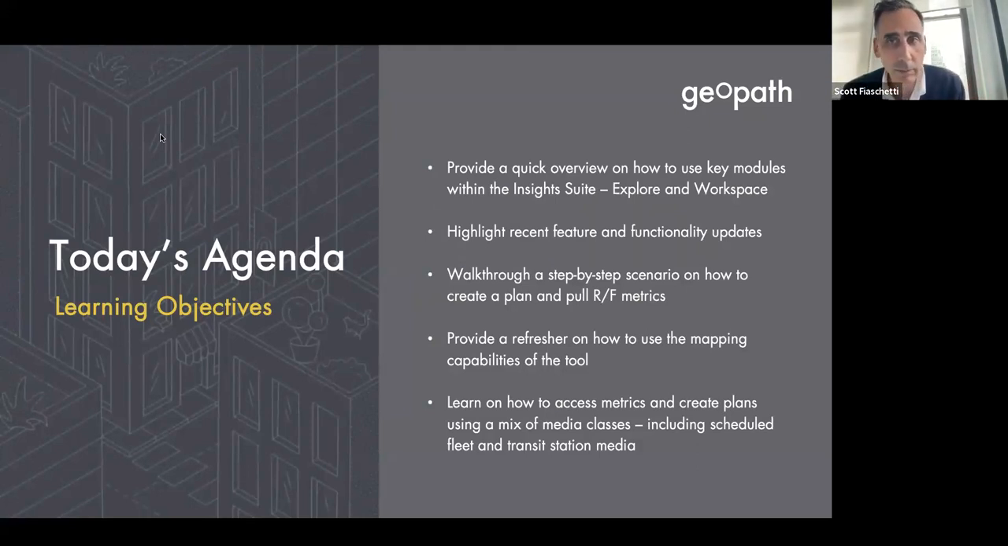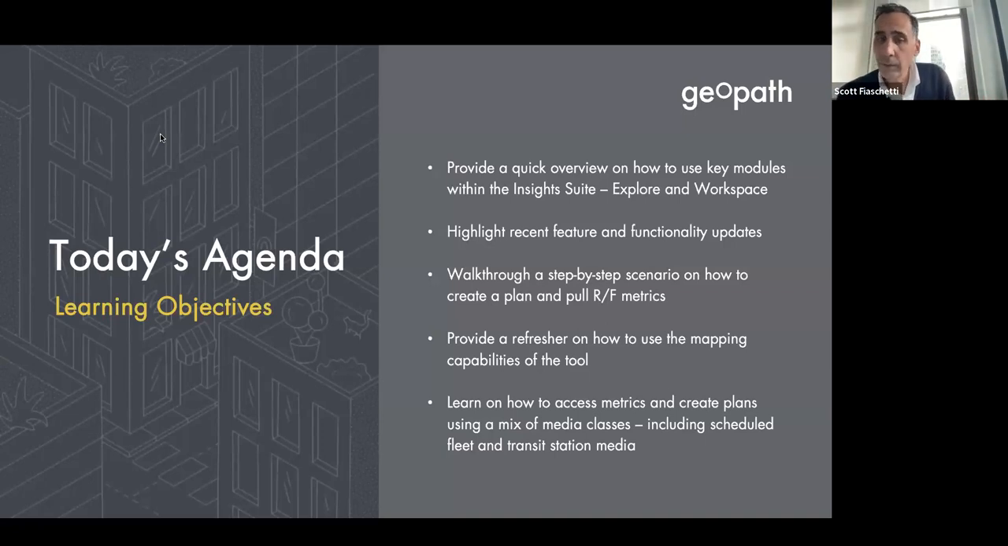Basically, overall, we want to do a quick overview of some of the key modules of the Insight Suite, so the Explore module and the Workspace module, and highlight some of the new features and functionality updates that have been implemented over the last handful of months. Then we'll walk through a specific scenario or two with step-by-step instructions on how to create a plan and how to pull reach and frequency metrics. I know that's always something we get a lot of questions on, and we even had some questions beforehand like that.